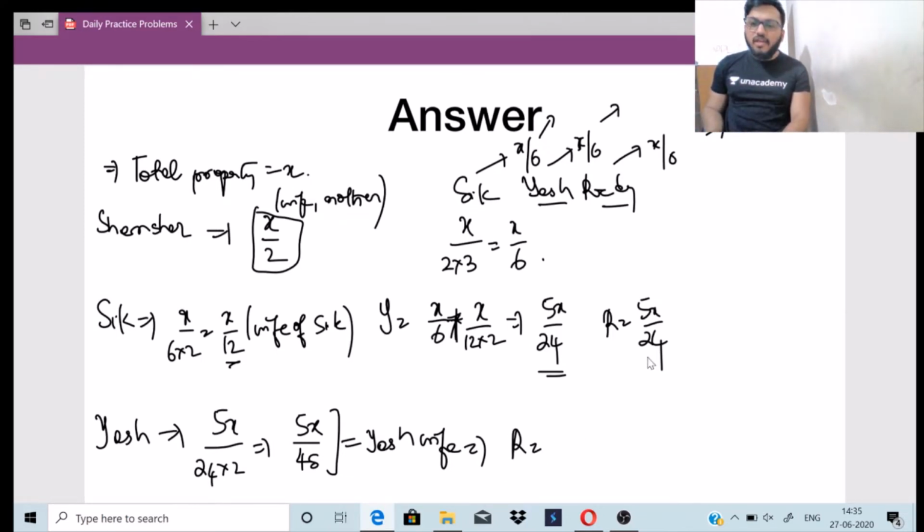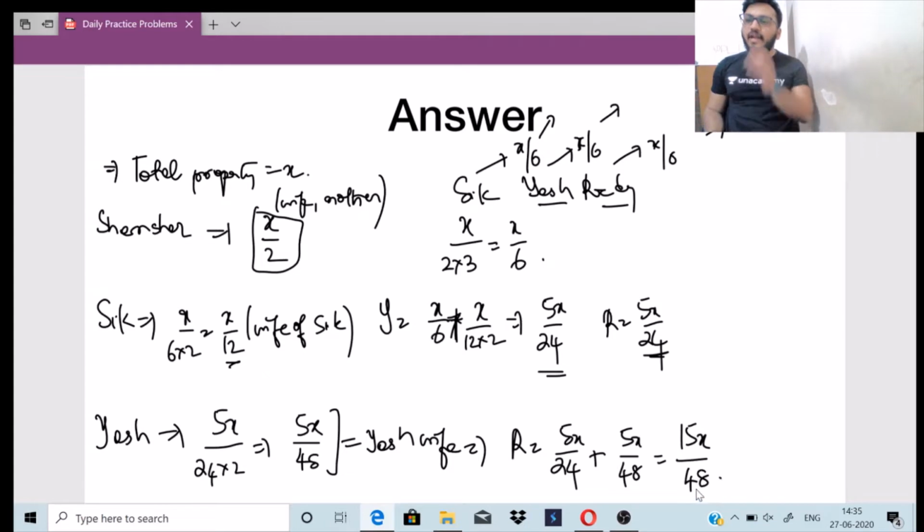So Rocky is already having 5x by 24 of the wealth. He will again have 5x by 48 of the wealth. So when you add both of these, 5x by 24 plus 5x by 48, you will get the answer 15x by 48. The LCM of 24 and 48 is 48 itself, right? 15x by 48, you will be getting the answer here.